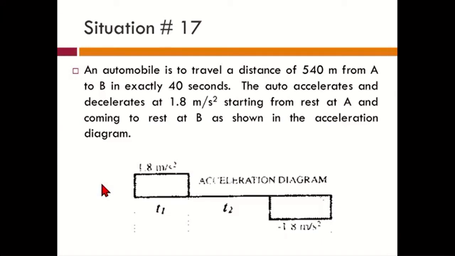Number 17. An automobile is to travel a distance of 540 meters from A to B in exactly 40 seconds. Okay, so the auto accelerates and decelerates at 1.8 meters per second, starting from rest at A and coming to rest at B. Okay.